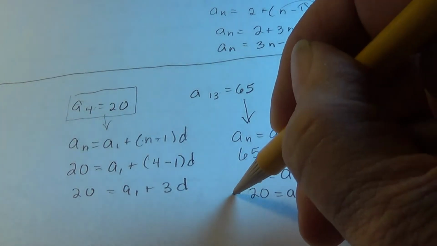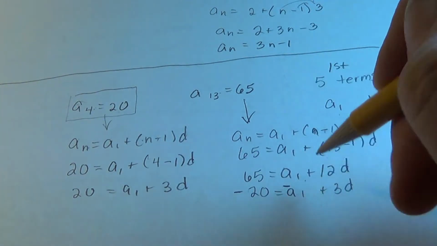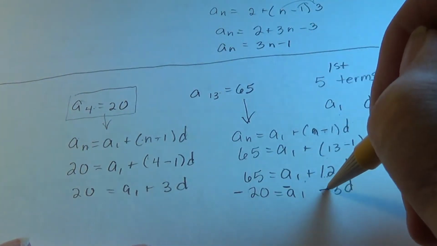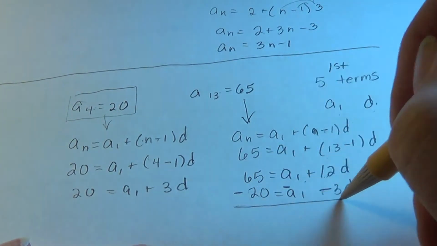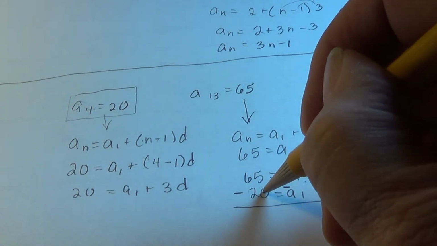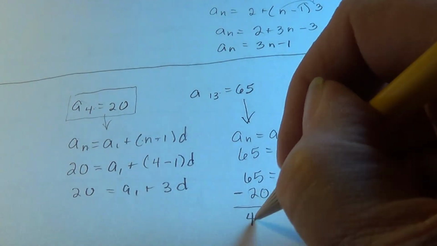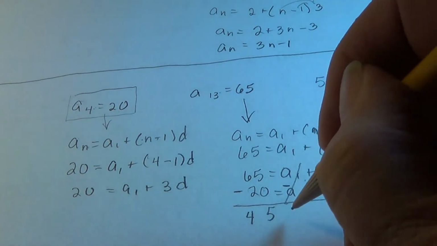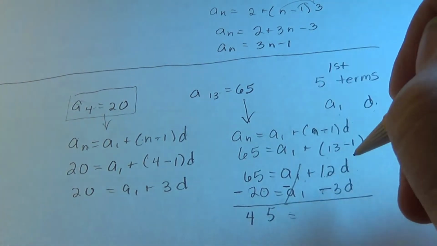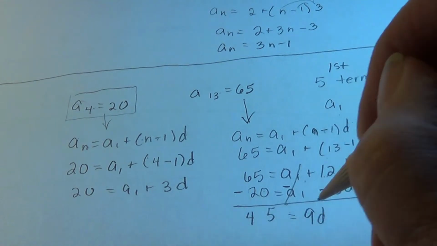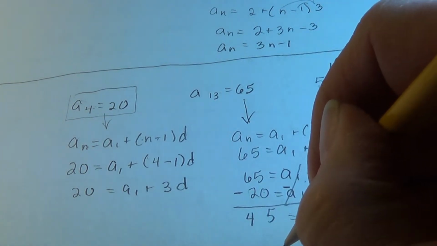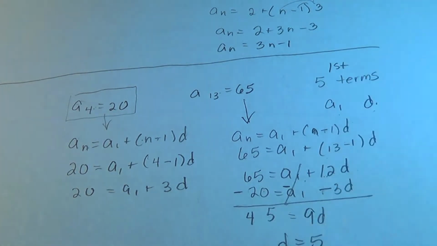So I'm going to change the signs on the ones on the bottom by multiplying through by -1 and then adding these. So 65 and -20 gives me 45. The a sub 1's are gone, and that equals 9d, or if I divide both sides by 9, I find out that d is 5.